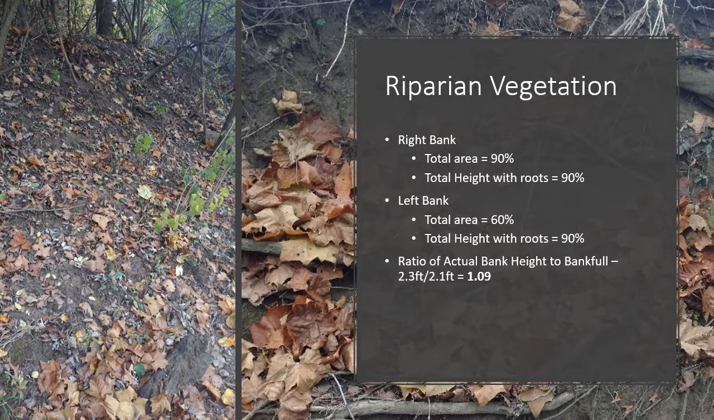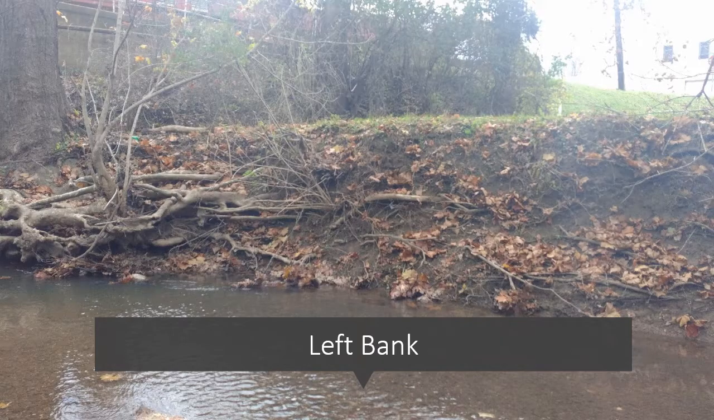On the left bank, the roots were about the same, at about 90%, but the total area of the riparian vegetation being covered was cut down to at least 60%, because the left bank side is actually the park side where people are walking through, so a lot of vegetation's been cut down. But the right bank is on the edge of a hill and is heavily forested. And here's a better picture of the left bank where you can see right on the top it's been cleared out.